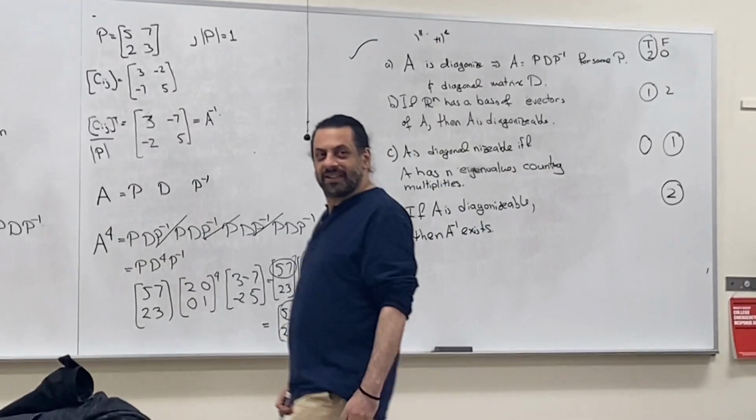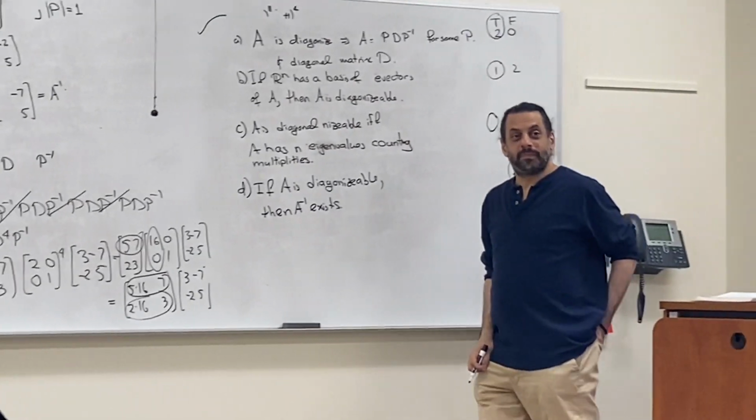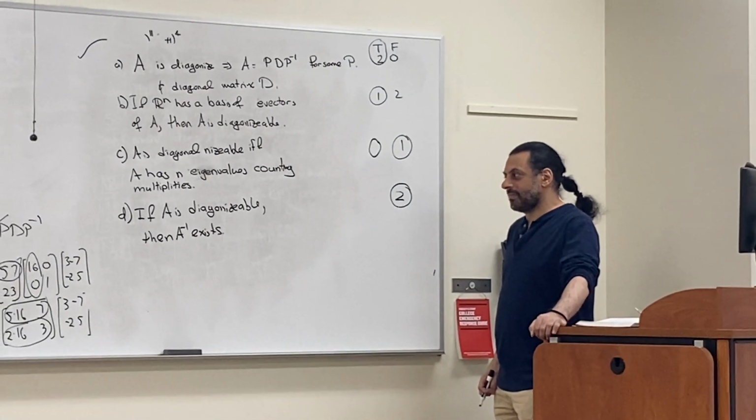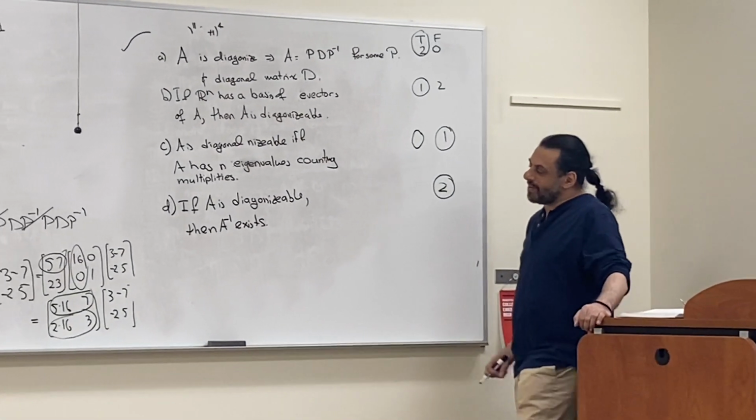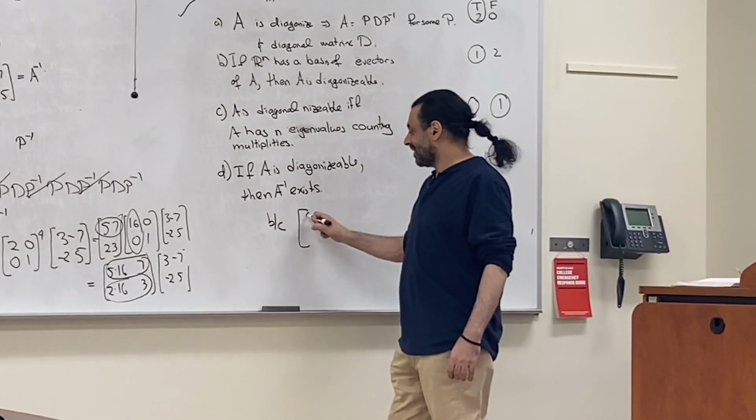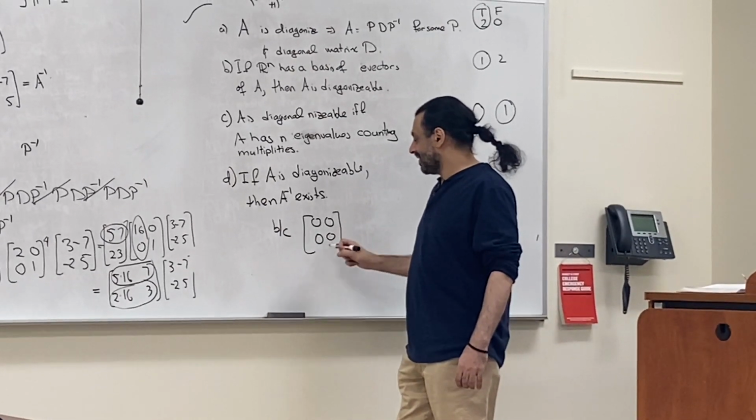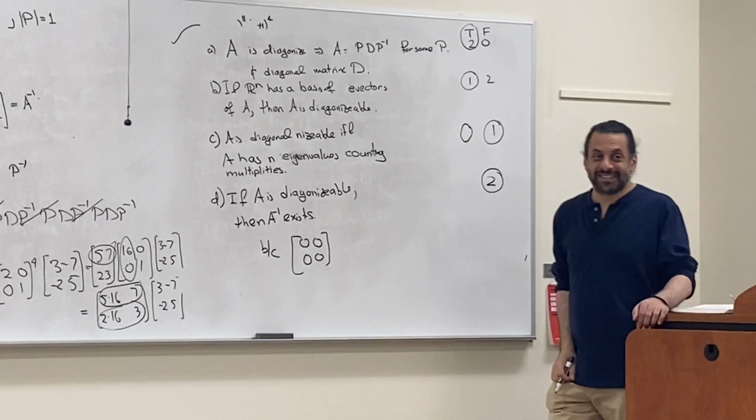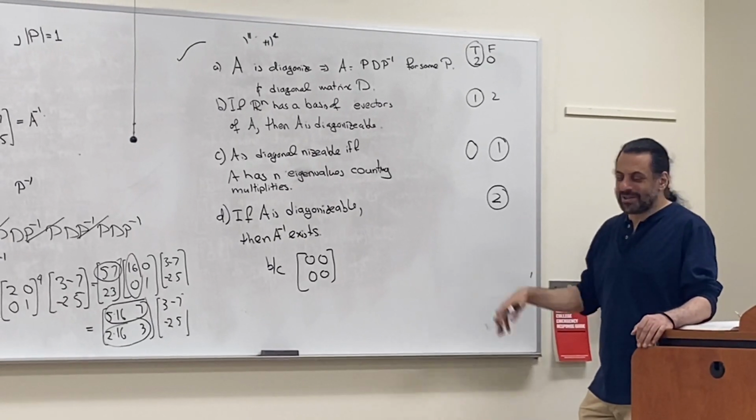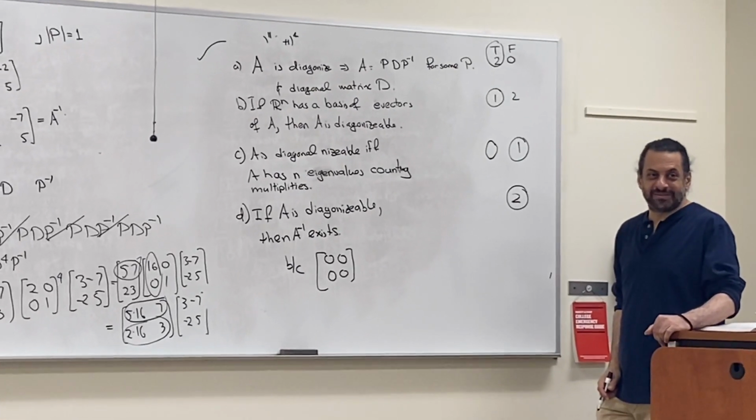Because if it's a zero vector, I mean, a zero matrix, it would be diagonalizable but not invertible. Maybe you could say the short reason is, for example, take this example. This matrix is diagonal, diagonalizable, the whole deal. You can have any P you want. But it's not invertible. Why is it not invertible? Because the determinant is zero.